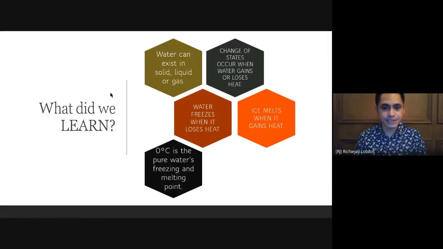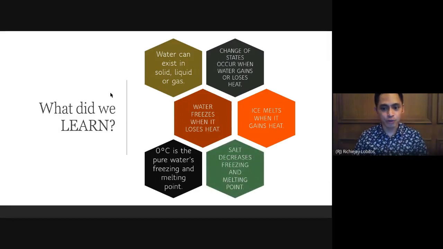0 degrees Celsius is pure water's freezing and melting point. That means it freezes and melts at 0 degrees Celsius all the time. And lastly, salt decreases the freezing and melting point of ice.